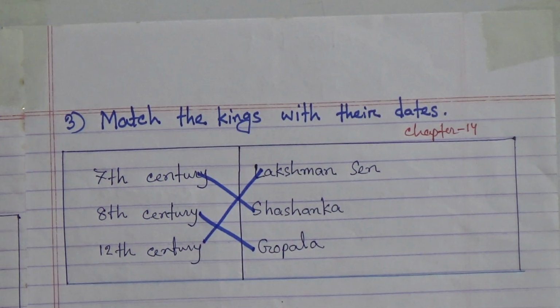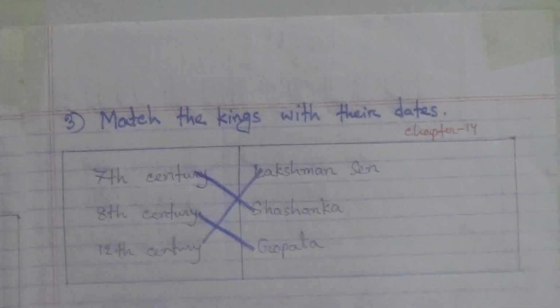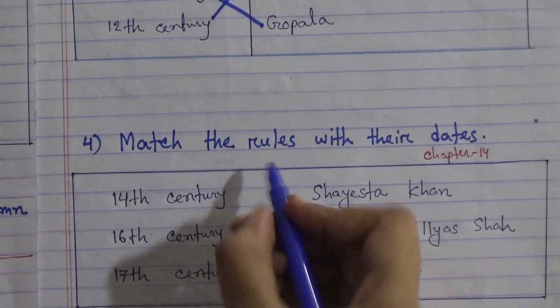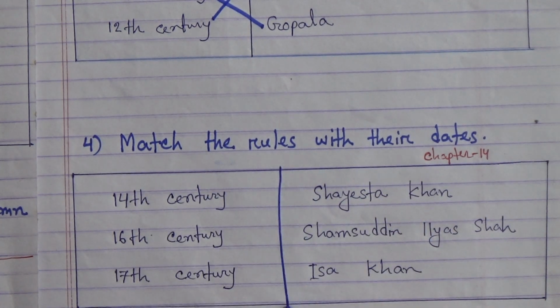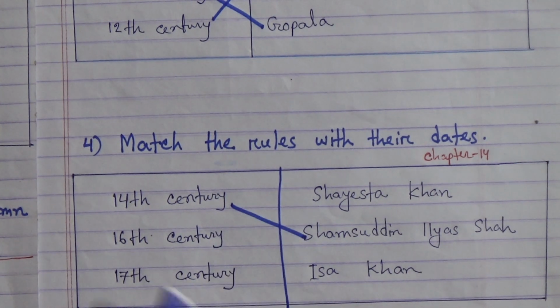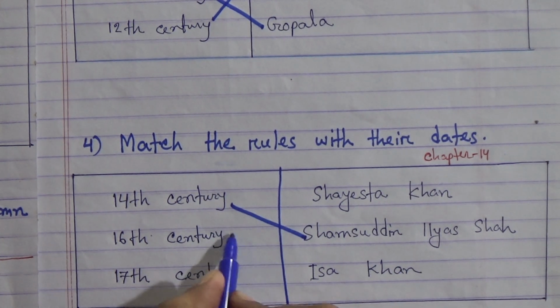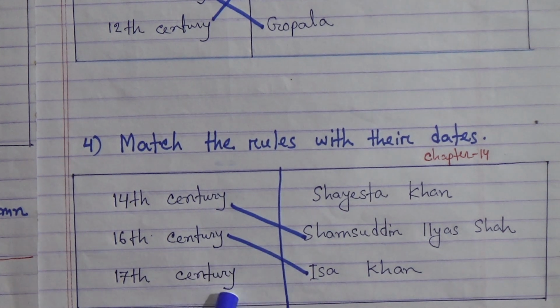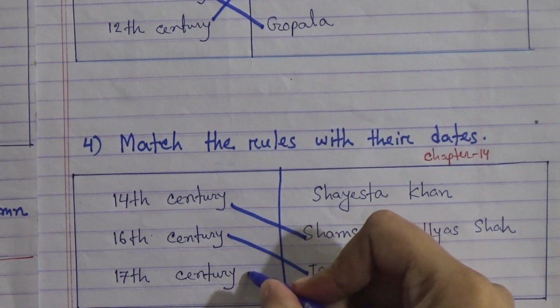And last one, number 4, match the rulers with their dates from chapter 14. 14th century it will match with Samsuddin Ilyas Shah. And now 16th century it will match with Isha Khan, and 17th century will match Shaista Khan.